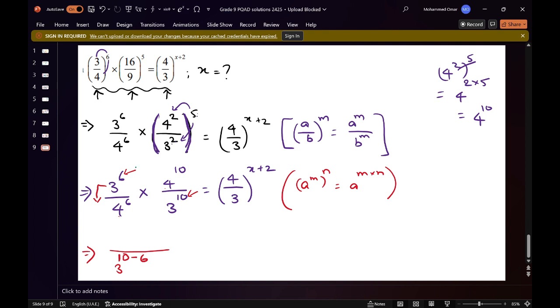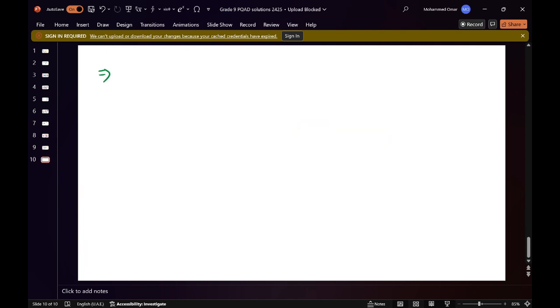With base 4 you have 10 and 6. Which one has the highest power? The one in the numerator. So take the denominator to the numerator. Whenever you change the denominator to the numerator, the power of the denominator gets subtracted. So it is 4 to the power of 10 minus 6, equal to, on the right hand side, 4 by 3 whole to the power of x plus 2. Is it clear? So 4 to the power of 10 minus 6 is 4, and 3 to the power of 10 minus 6 is 4, equal to 4 by 3 whole to the power of x plus 2.